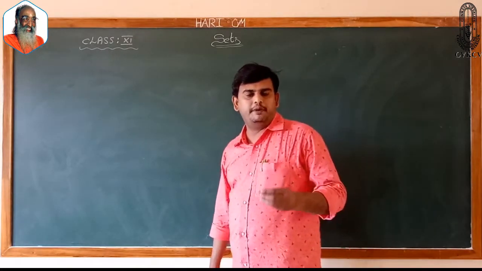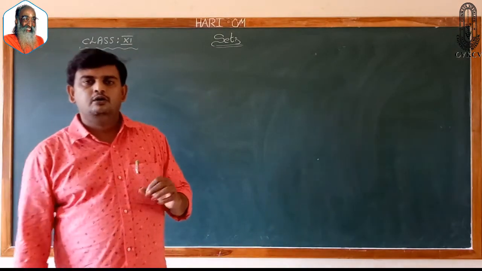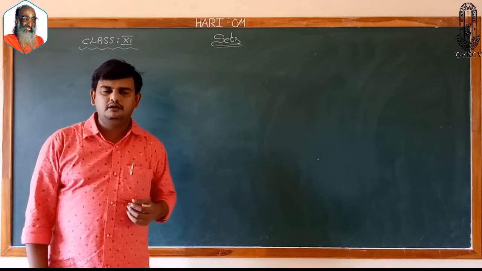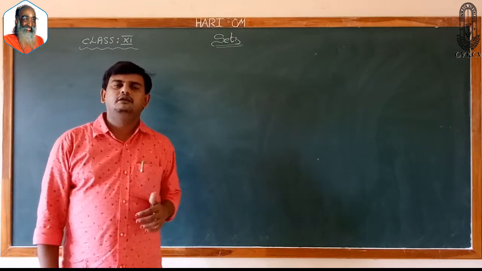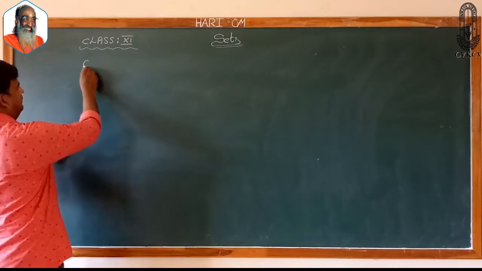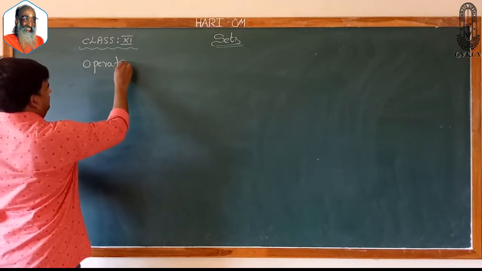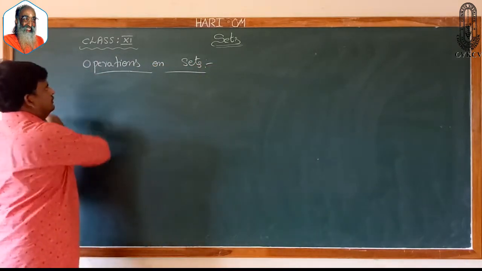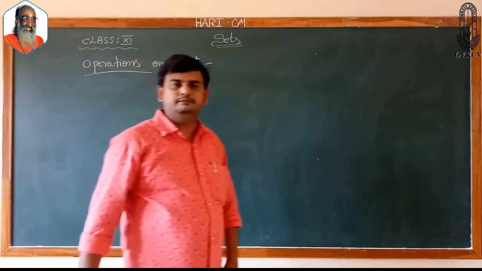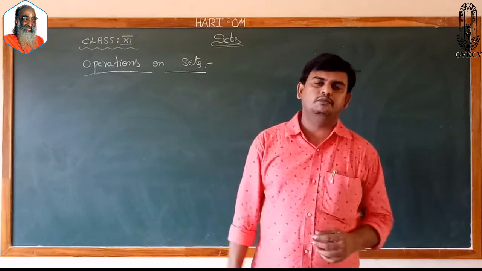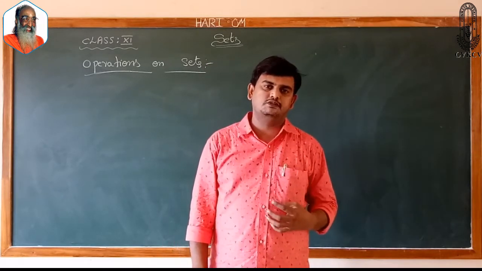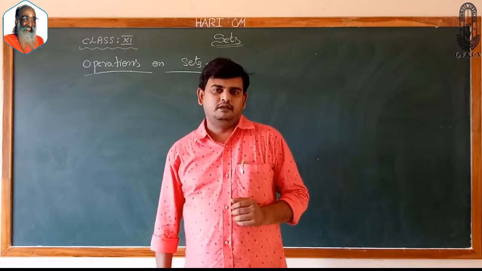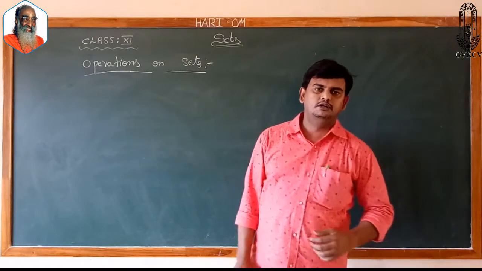Now we have operations on sets. Till now we have seen Venn diagrams, how to represent sets in the form of diagrams. After that, the next concept is operations on sets. Now, in the number system, we have 4 fundamental operations. What are they? Addition, subtraction, multiplication and division. That is based on numbers.